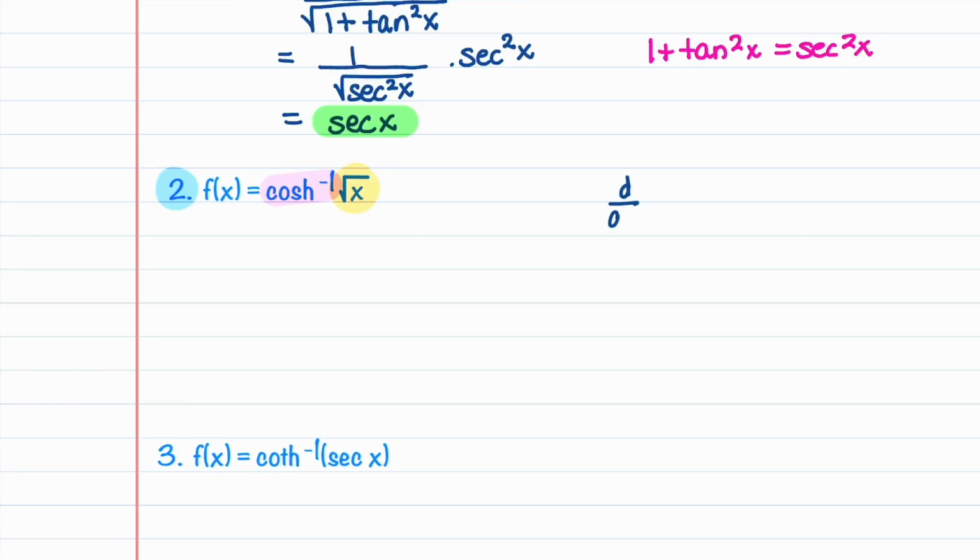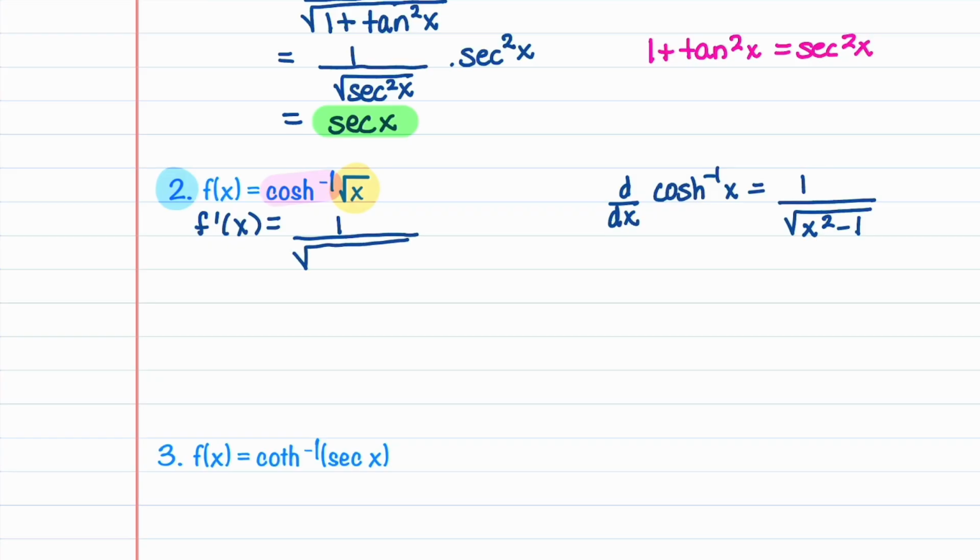The derivative with respect to x of inverse cosh x is 1 all divided by the square root of x squared minus 1. Our derivative f prime of x is then 1 all divided by the square root. Our x is now root x, so we have the square root of x quantity squared minus 1 times the derivative of root x. So let's just write this as the derivative with respect to x, and we'll write root x as x to the 1/2.